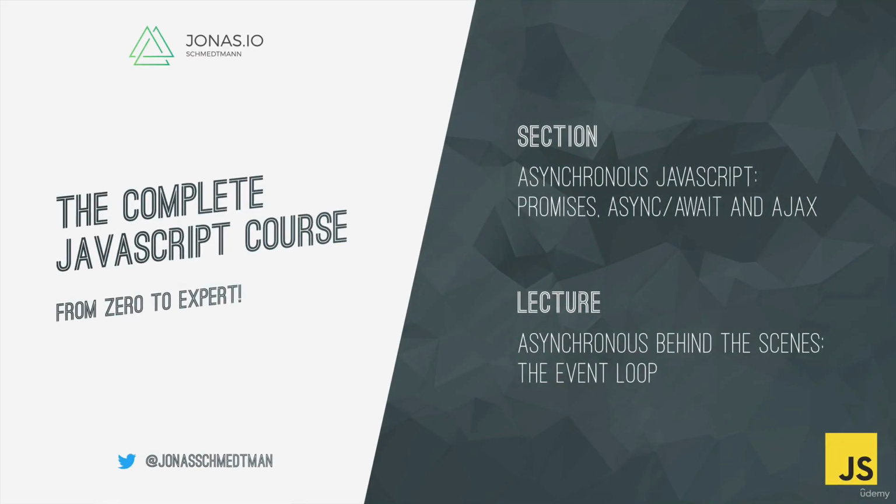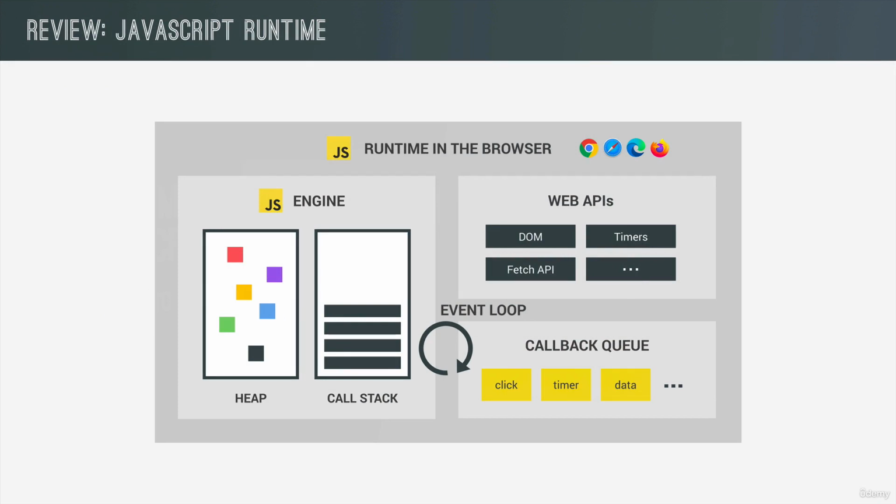So we learned what AJAX and APIs are. We used a bunch of asynchronous code already, and we learned all about promises. But what's missing is to finally understand how all of it really works behind the scenes of JavaScript. And so let's find out. And to start, let's quickly review the JavaScript runtime that we talked about way back in the course, just to make sure that the rest of this lecture will make sense to you.